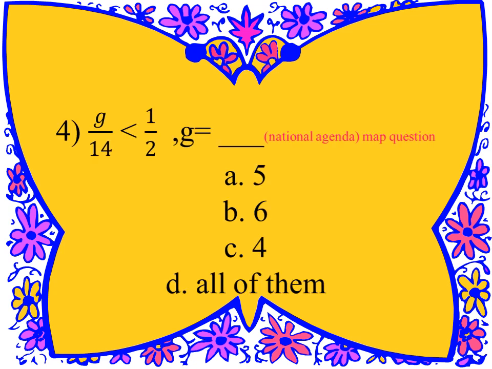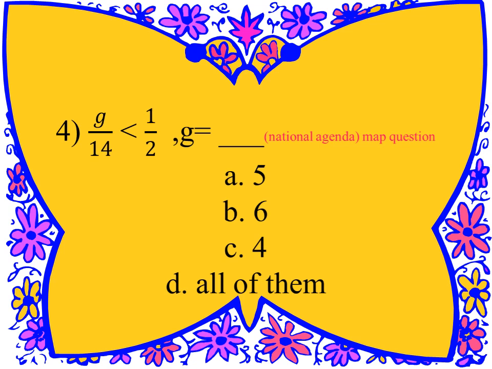The last question. Here we have two fractions, and we know that G out of 14 is smaller than 1 out of 2. So what we want to do, we want to find G, the missing number that makes the value of G out of 14 smaller than 1 out of 2.